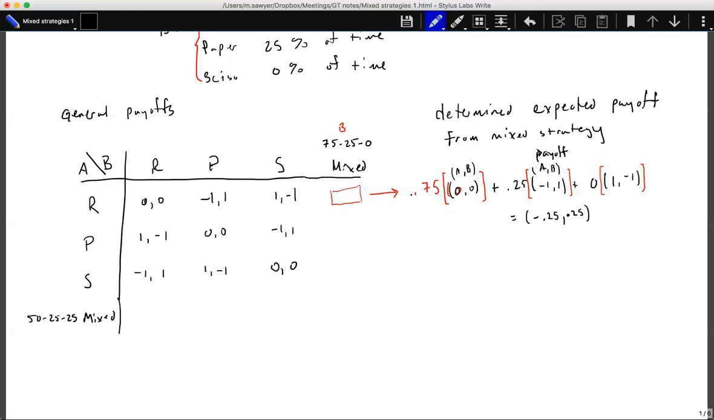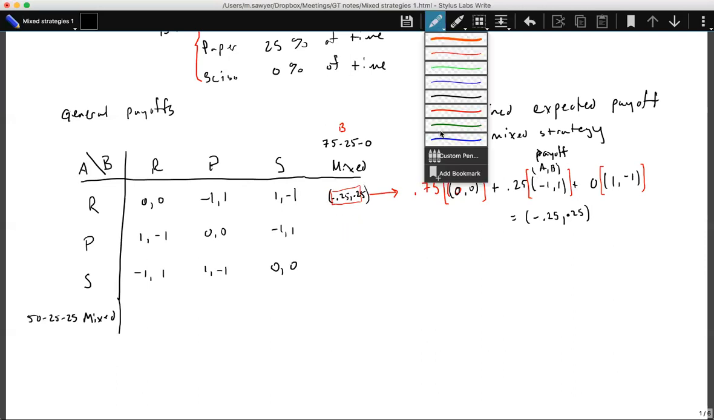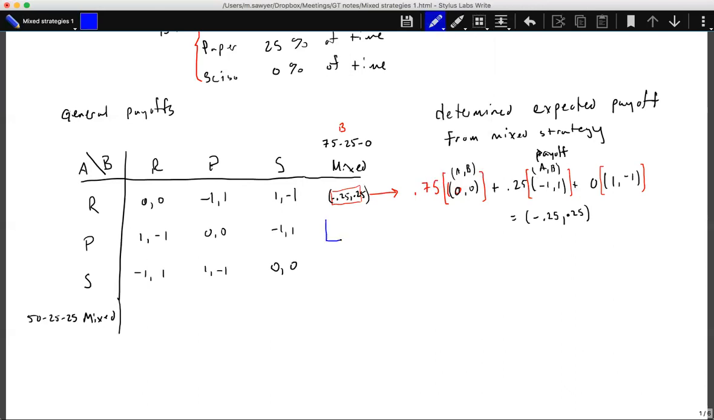So an average or mixed strategy will give us -0.25, 0.25. And we can do the same thing for this next spot when we play paper versus B's mixed strategy. So we have 75% of the time, we play against 1, -1 as our payoff, plus 25% of the time, we're competing against a payoff of 0, 0, plus 0% of the time, we would get a payoff of -1, 1.